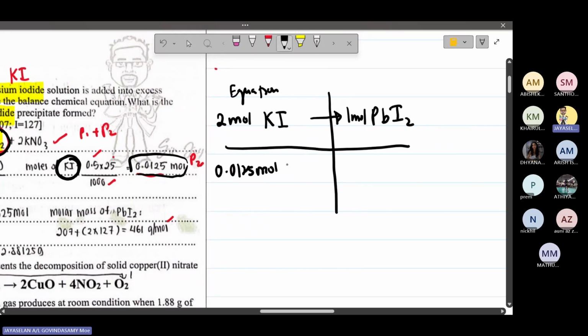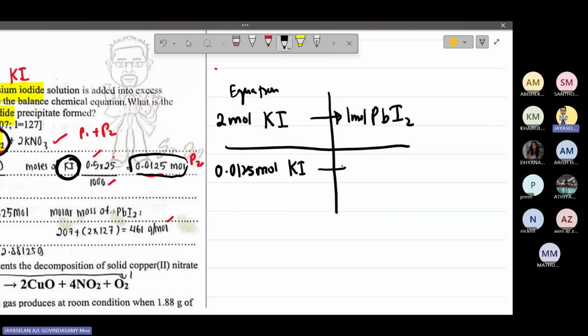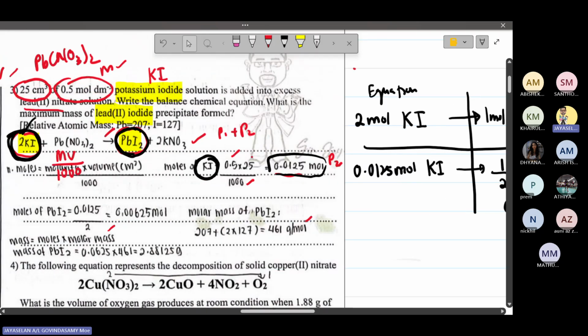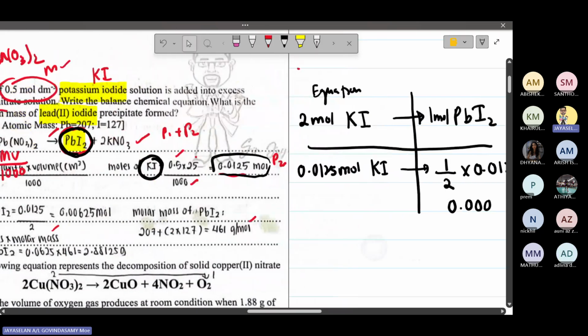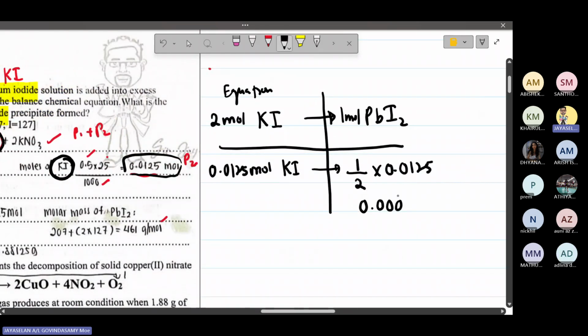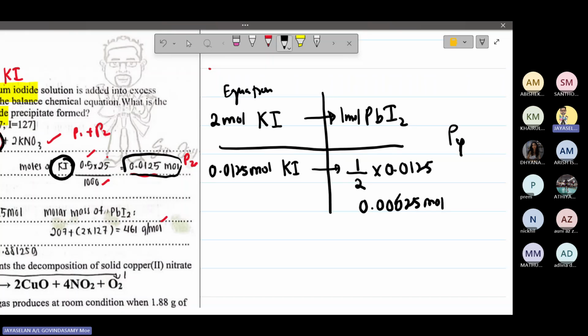So here you put 0.0125 mole, okay, of KI solution will give you how much? Must do this one. A lot of students don't want to do this. I don't know why. You will lose 1 mark, you know. So you see 2 become 1 means half lah, 1/2. Okay, times with 0.0125 mole, you will get 0.00 berapa dia dapat. Okay, you dapat 0.00625 mole. When you do the ratio like this, you already score your point. Okay, 0.4. Any question? So she already scored 0.4.